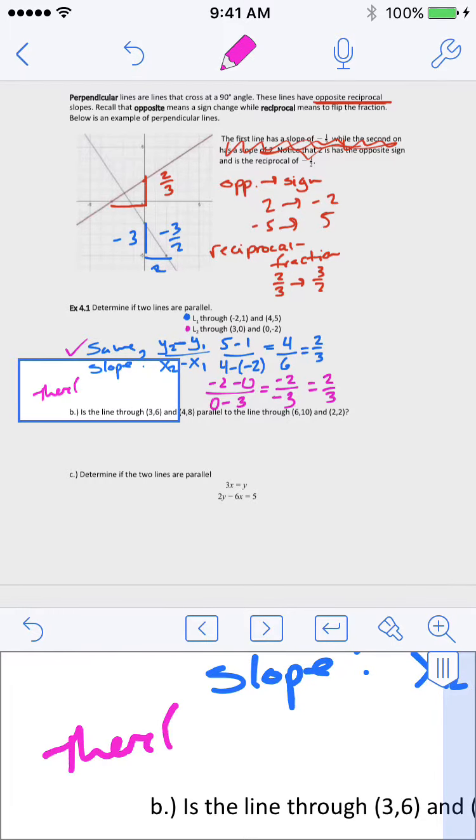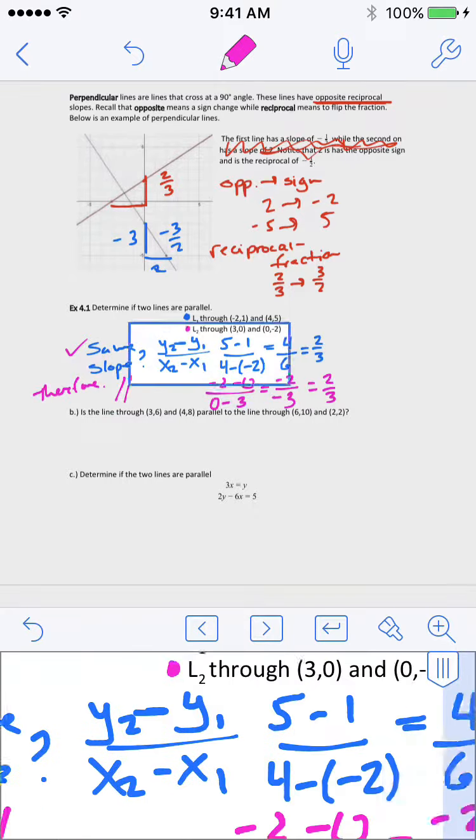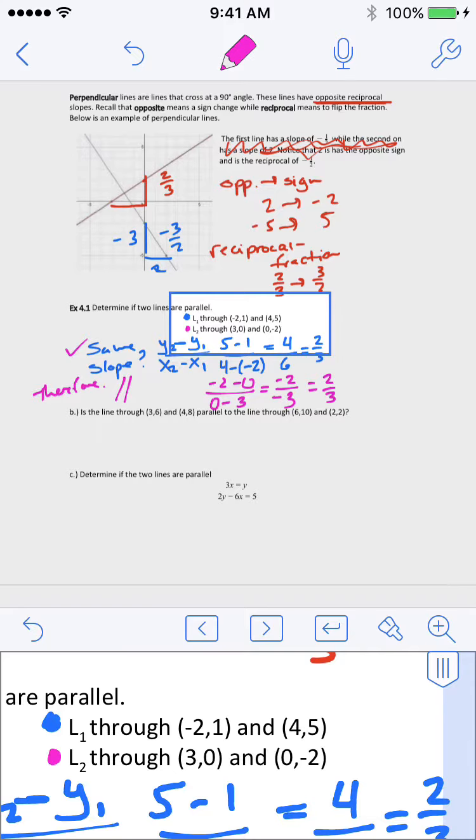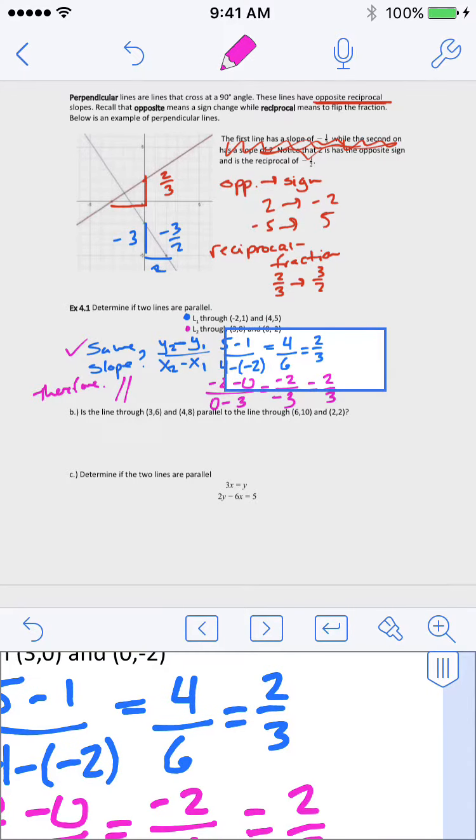Therefore, they are parallel. Now in order to save some time, I usually just write 2 slashes for parallel. You're welcome to do that as well. Or you can actually write the word out, parallel, but the conclusion is the same. These two lines are actually parallel to each other because they have the same slope.